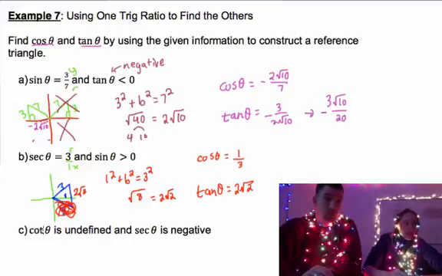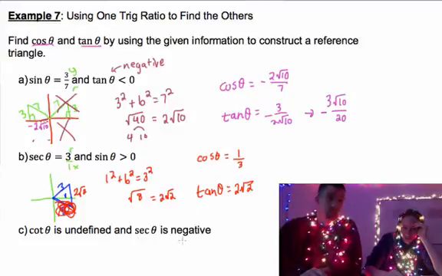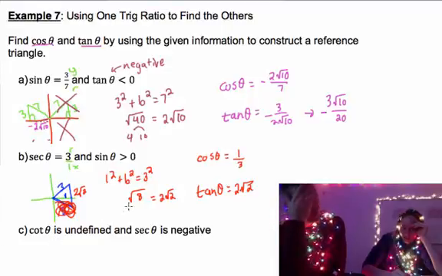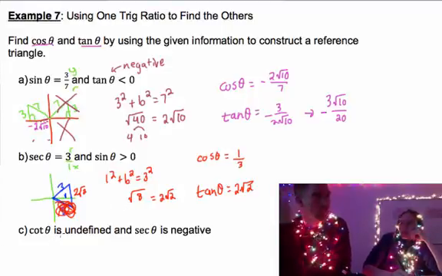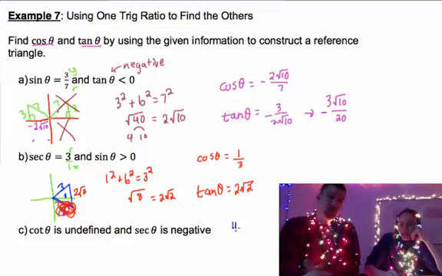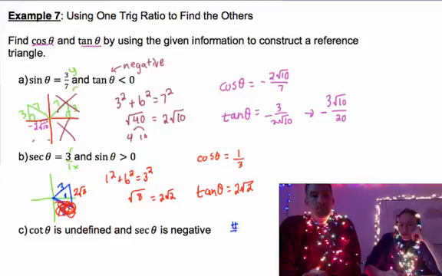Cotangent theta is undefined, and secant theta is negative. When I hear that something is undefined, there should be a 0 someplace, a 0 on the denominator. So what is the ratio for cotangent? X over y. So our x has to have some value, and our y is 0. And we need to draw that picture.